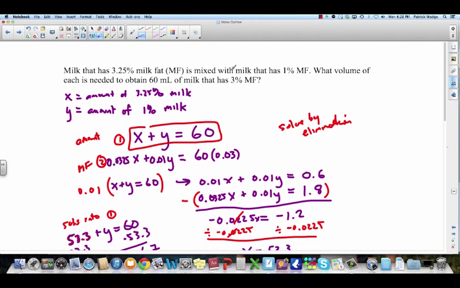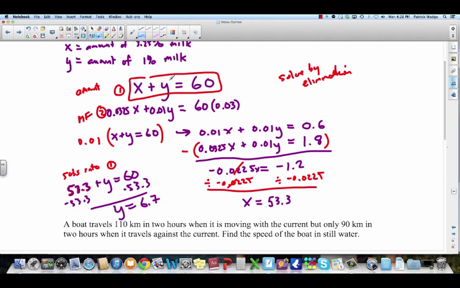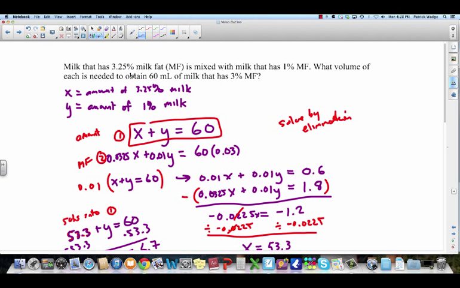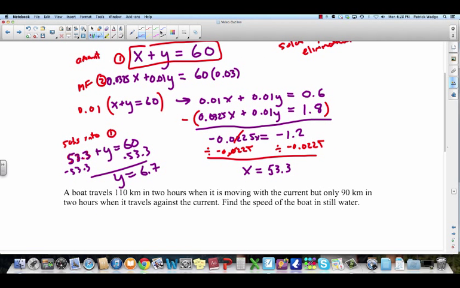So what am I trying to answer here? I'm trying to answer what volume of each is needed to obtain 60 milliliters of milk. Okay, I found that I need 53.3 is the amount of 3.25% milk. 53.3 what? Well, if we look up here, we're talking about milliliters. So here comes the answer.